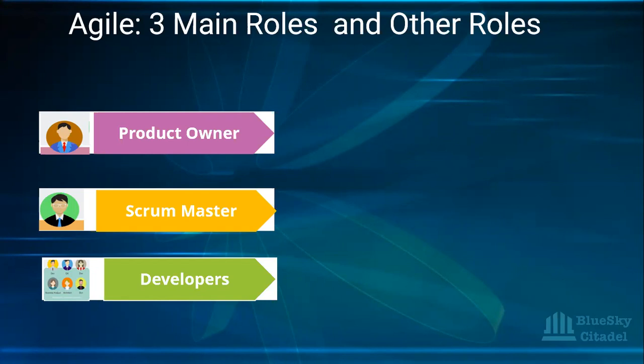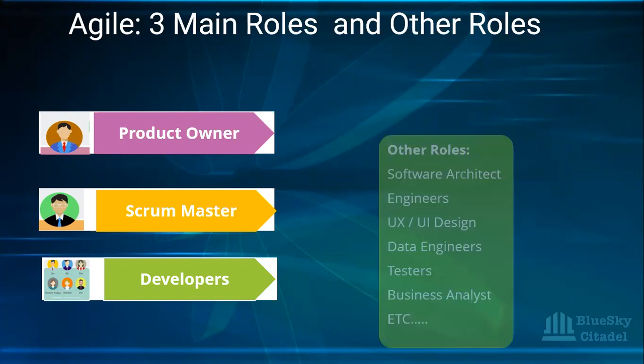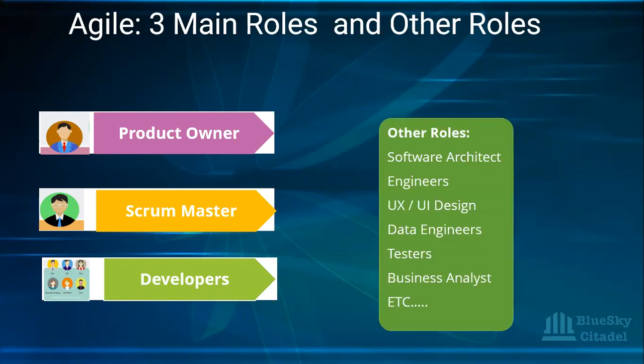We have other roles such as the software architect, engineers, UX design, data engineers, testers, QAs. Most of the time, they're all regarded as developers in an Agile team, because as many as are working on the project all have defined roles within an Agile team.